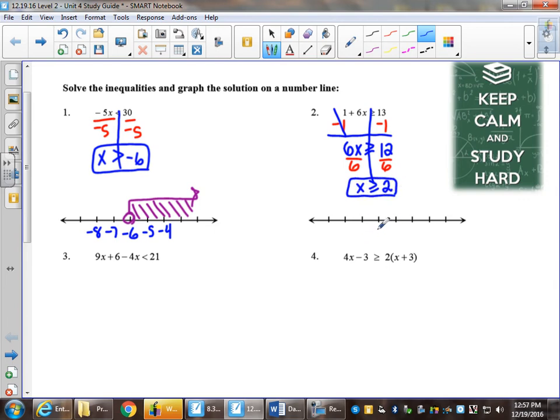So again, if you put 2 somewhere kind of in the middle, count backwards if you want to. 1, 0, forwards a couple. That'll be a closed circle on 2 because it's the or equal to sign, and then to the right.